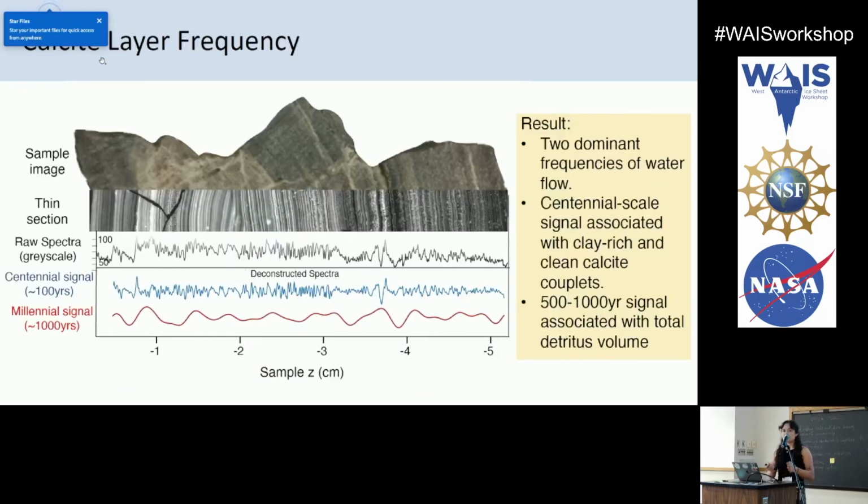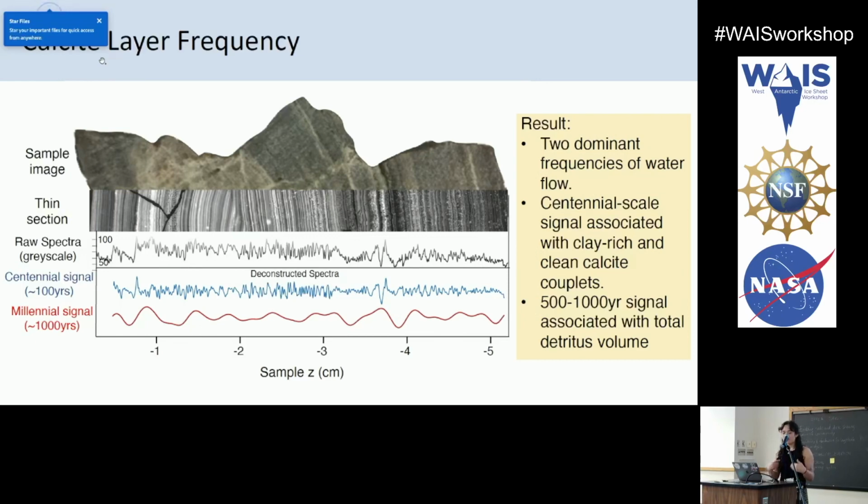So remember I said before that each calcite layer represents a flushing event, or a lake flushing event. So we used the thin section of these samples. You can see all these nice calcite layers where brightness indicates the amount of sediment volume within the calcite layers. So we took a raw spectra and we performed a Fourier transform analysis on the raw spectra. So what we see is that there are two dominant frequencies occurring within the spectra.